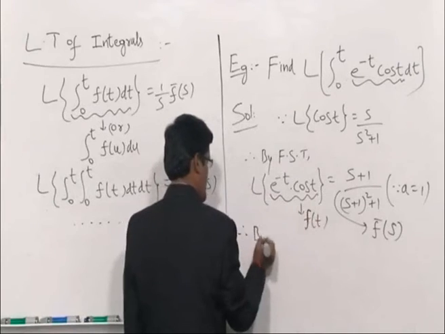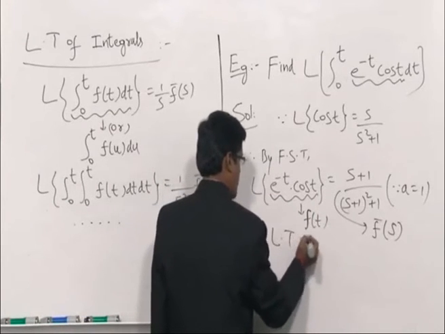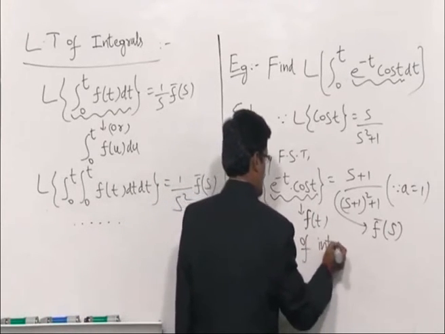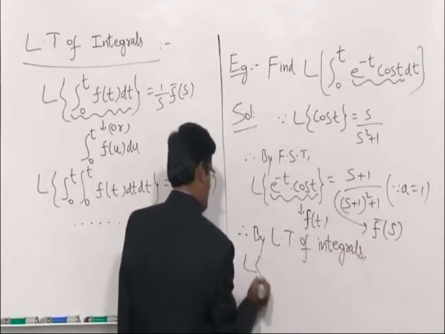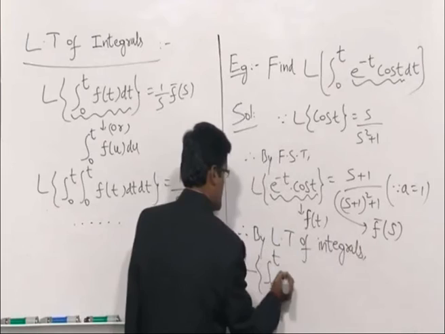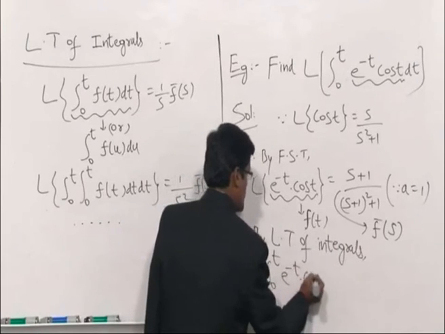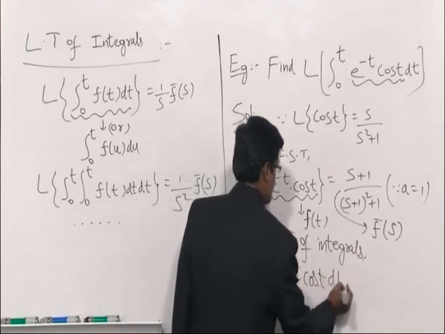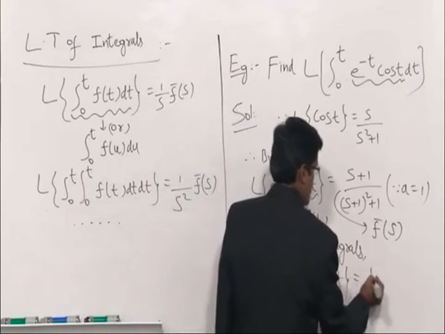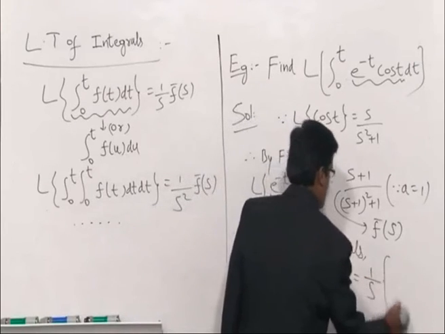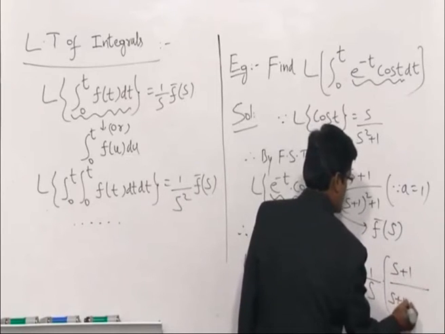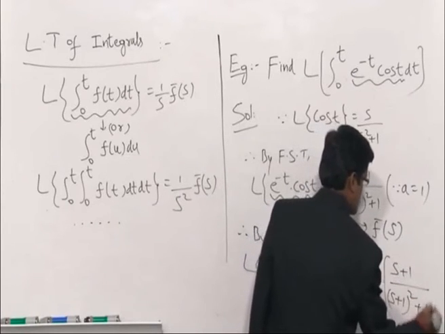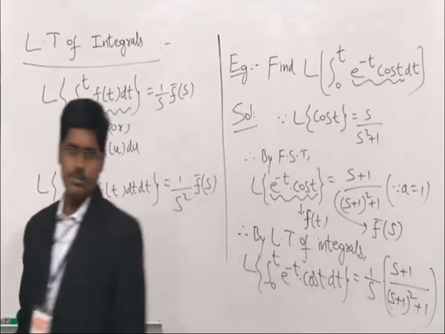Therefore, by Laplace transform of integrals, L of the integral from 0 to t of f of t, which is e power minus t cos t dt, is equal to 1 over s into f bar s. What is f bar s? s plus 1 divided by s plus 1 whole square plus 1. That is the answer.